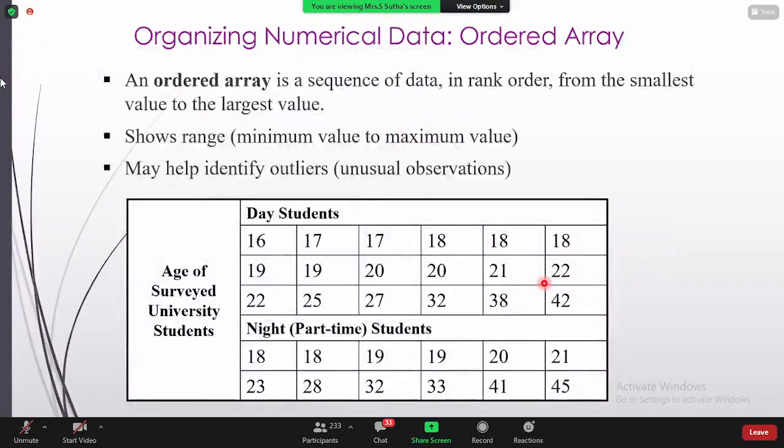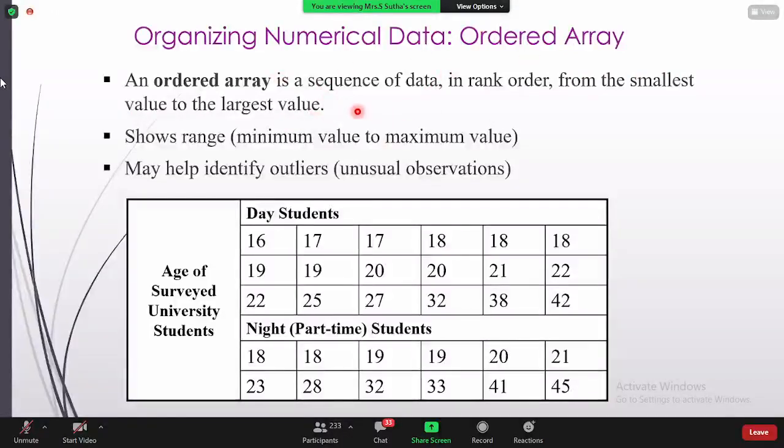What is an ordered array? We are arranging the data in the order of magnitude, from the smallest to largest or from the largest to smallest. That is called an ordered array. An ordered array is a sequence of data in ranking order from the smallest to the largest value.